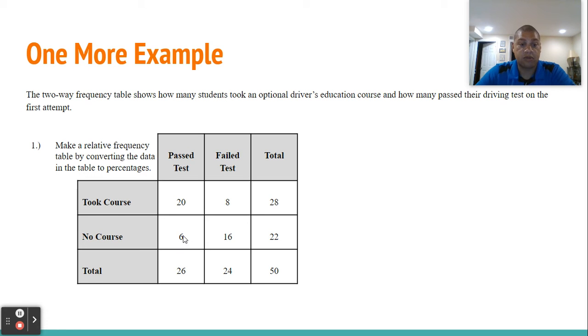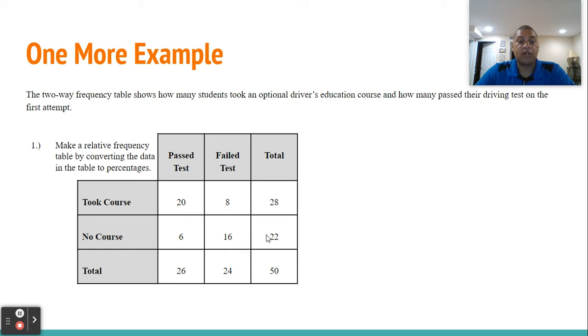6 people didn't take the course and pass. 16 people didn't take the course and failed. 22 people in the survey did not take the course. Okay, 26 people passed, 24 people failed, 50 people total were involved. Okay, all that same information, same kind of information we were doing in the previous one, just different context.